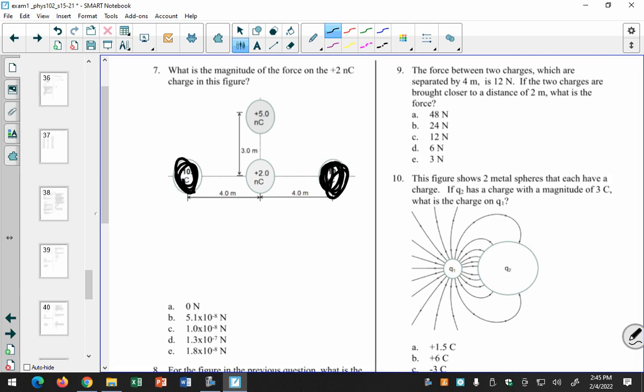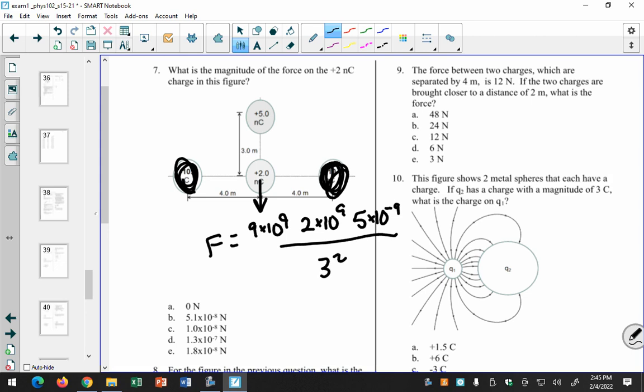So then it becomes a relatively easy problem where I have the force between 2 charges. I know that force is going to be repulsive, and it's just 9 times 10 to the 9th, 2 times 10 to the minus 9, 5 times 10 to the minus 9, divided by the distance 3 squared. That was a minus 9 right there. So it's 10 times 10 to the minus 9, or 1 times 10 to the minus 8.